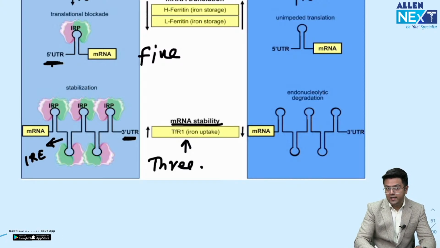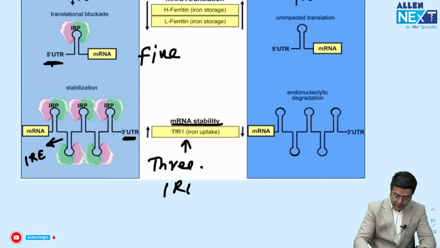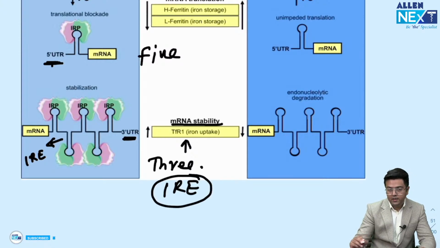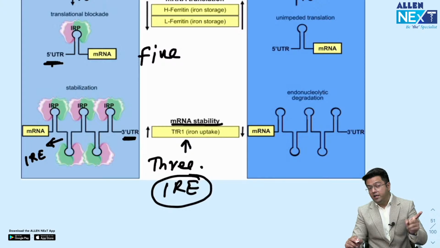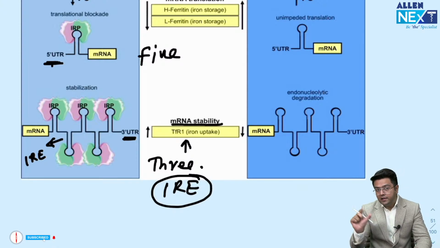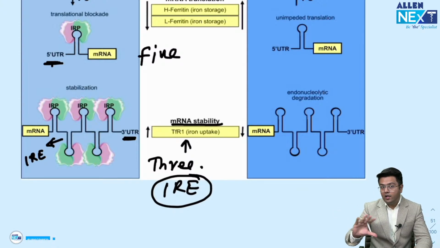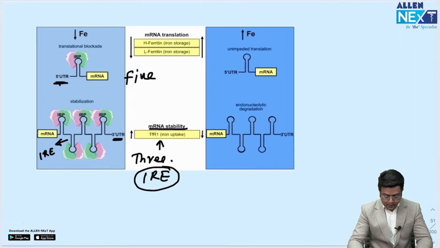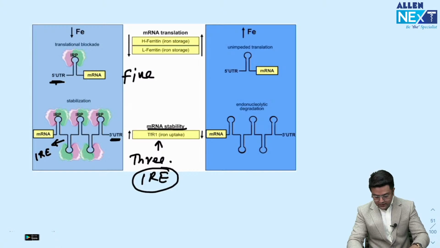So the 3' UTR has an IRE. Iron regulatory elements are present in the 3' UTR. Okay, even in selenocysteine, the 3' UTR has stem loop sequences. I told you. Even the microRNA binds at the 3' UTR. So the 3' UTR has very much importance in this section, right, guys? Okay. So that is all about this point.